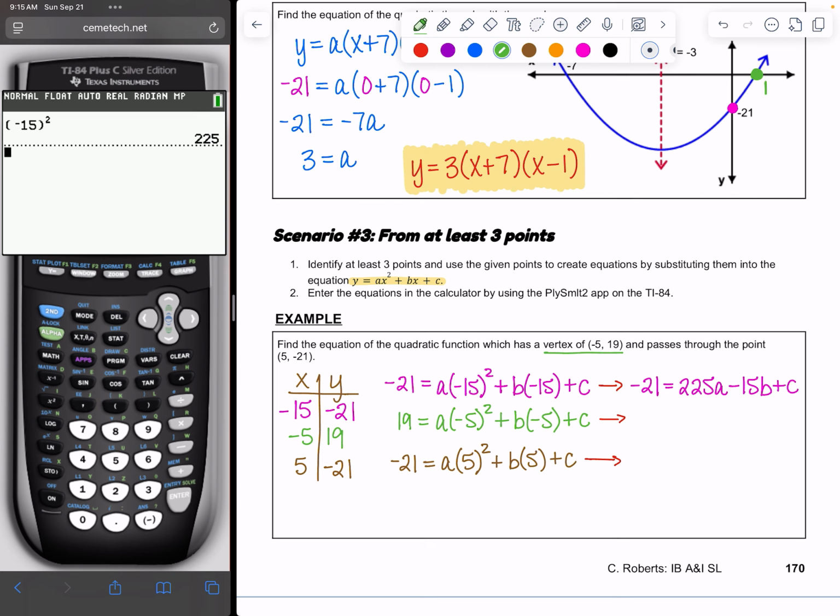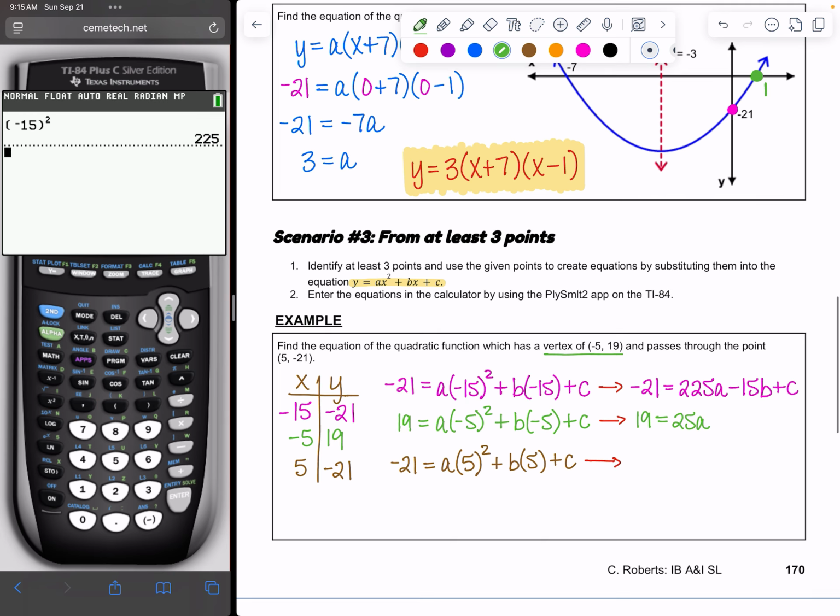My next equation will be 19 is equal to 25A, because negative 5 squared is a positive 25, and that is going to be minus 5B plus C. My third equation is going to be negative 21 is equal to 25A plus 5B plus C.